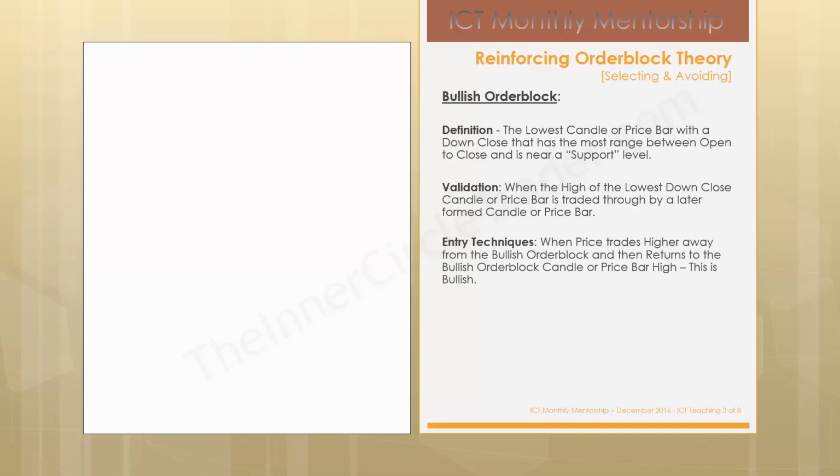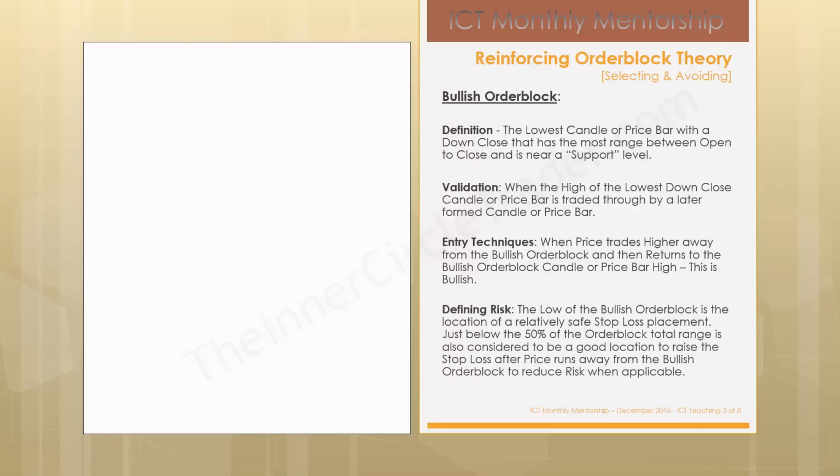Entry techniques using a bullish order block. When price trades higher away from the bullish order block and then returns to the bullish order block candle or price bar high, this is bullish and can be used for a bullish entry. Defining risk with bullish order block. The low of the bullish order block is the location of a relatively safe stop loss placement. Just below the 50% of the order block total range is also considered to be a good location to raise the stop loss after price runs away from the bullish order block to reduce risk when applicable.